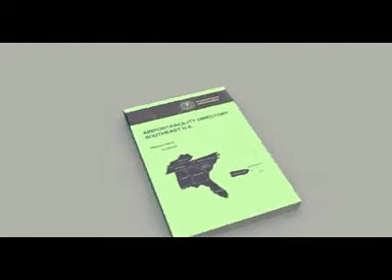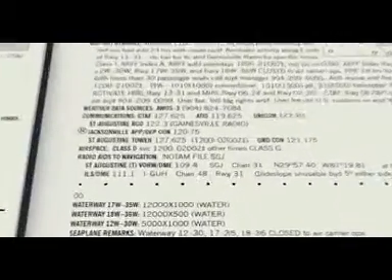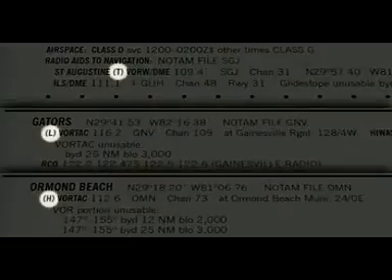The way to tell what kind of service volume a VOR has is to check the airport facility directory and look next to the VOR name for the symbol in parentheses.